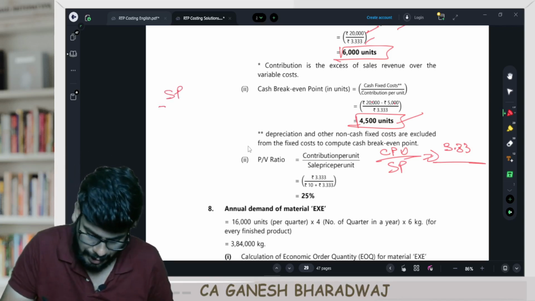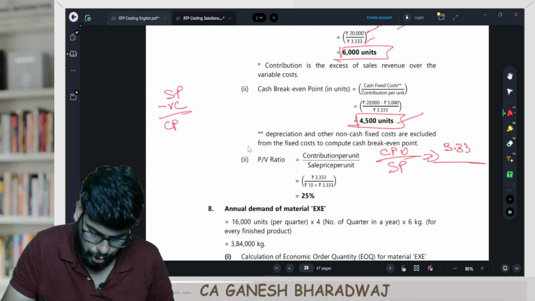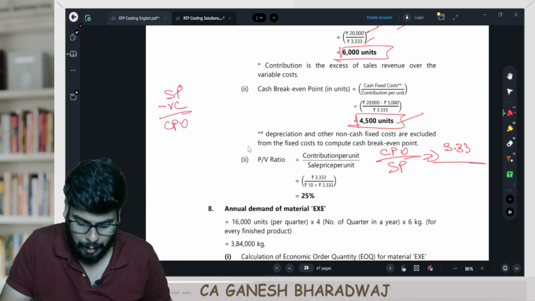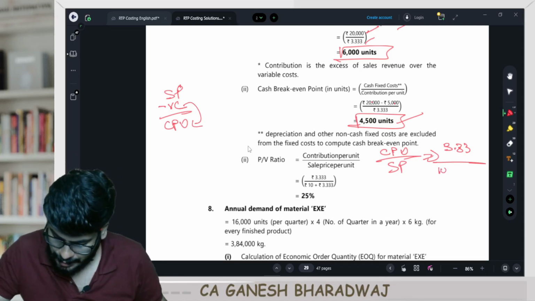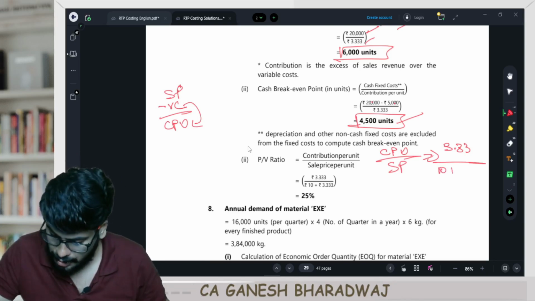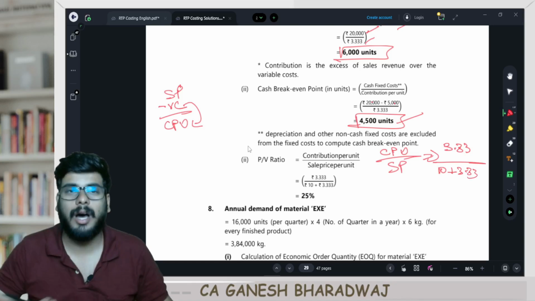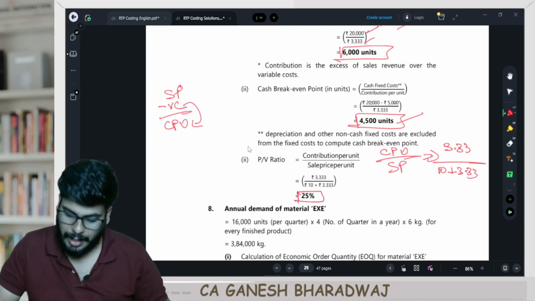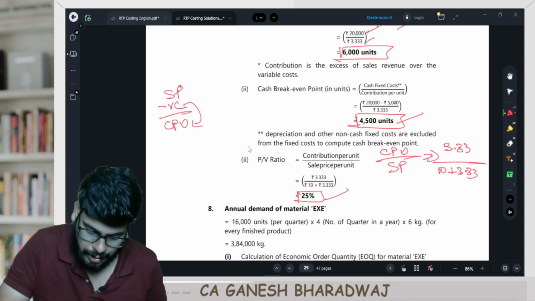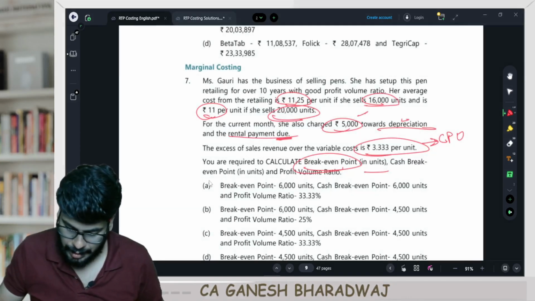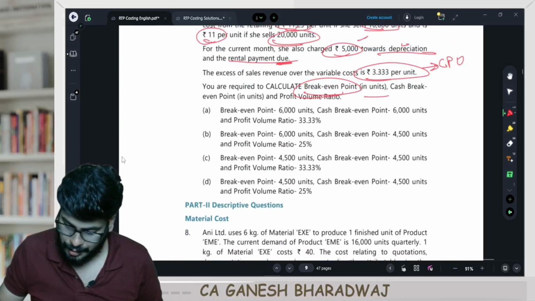So selling price minus variable cost gives you what? Contribution per unit. Or selling price is nothing but what? Contribution per unit plus variable cost, right? So that's going to be 10 rupees. That's going to be variable cost plus 3.3333. Are you clear with this? That's how you arrive at it. It's going to be 25% in total. 6,000, 4,500 and 25%. That is going to be your answer here, right?